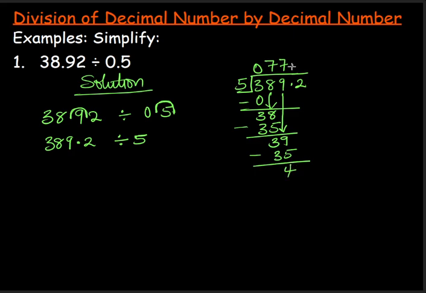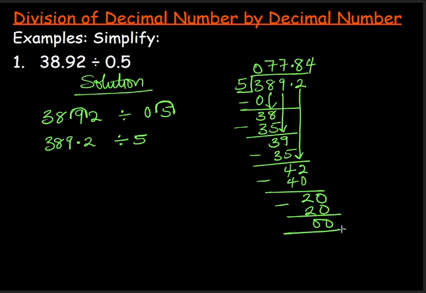Our point goes up, and then we bring down 2. 5 into 42, that will give us 8. 5 times 8 is 40. Subtract, this will be 2. There's a point up there, so we introduce 0. 5 into 20, that will give us 4. 5 times 4 will be 20, and then our answer will be 0. So the final answer here is 77.84.